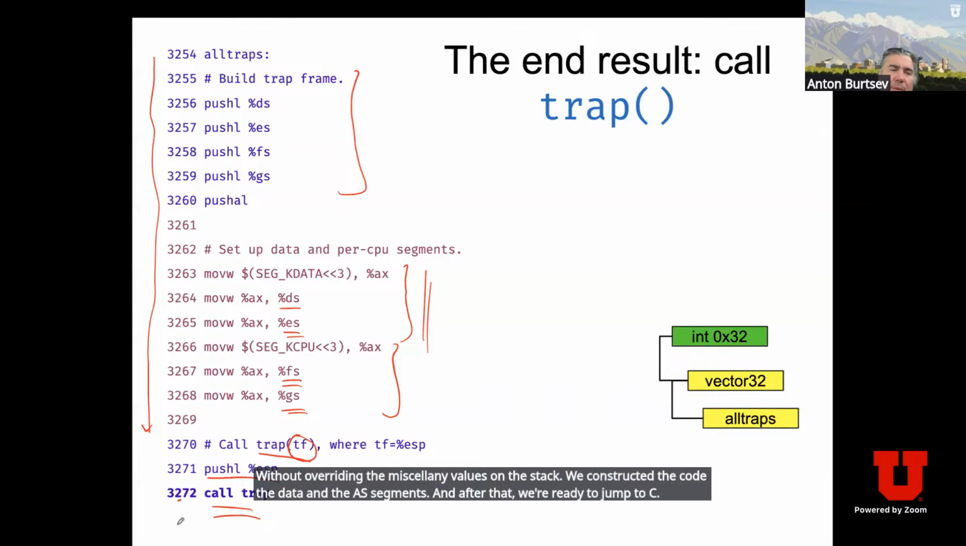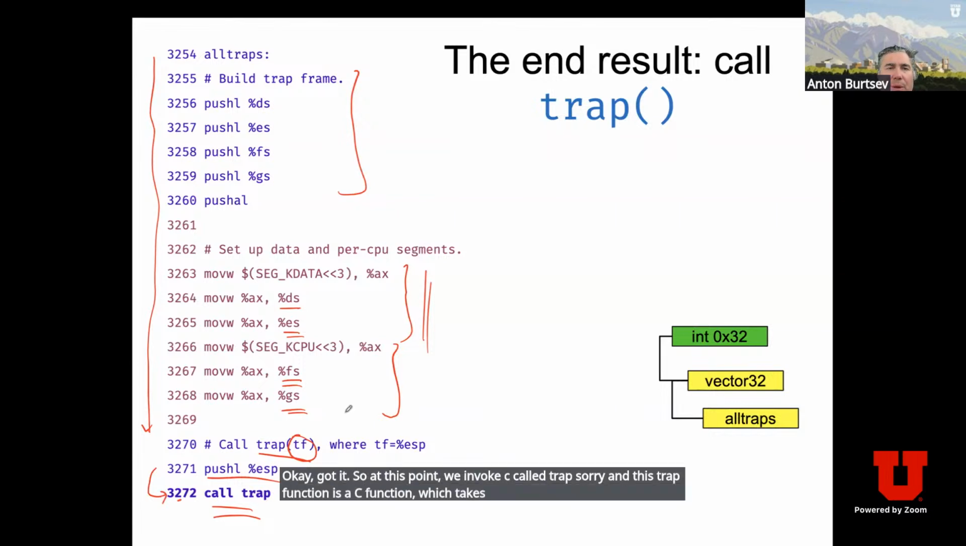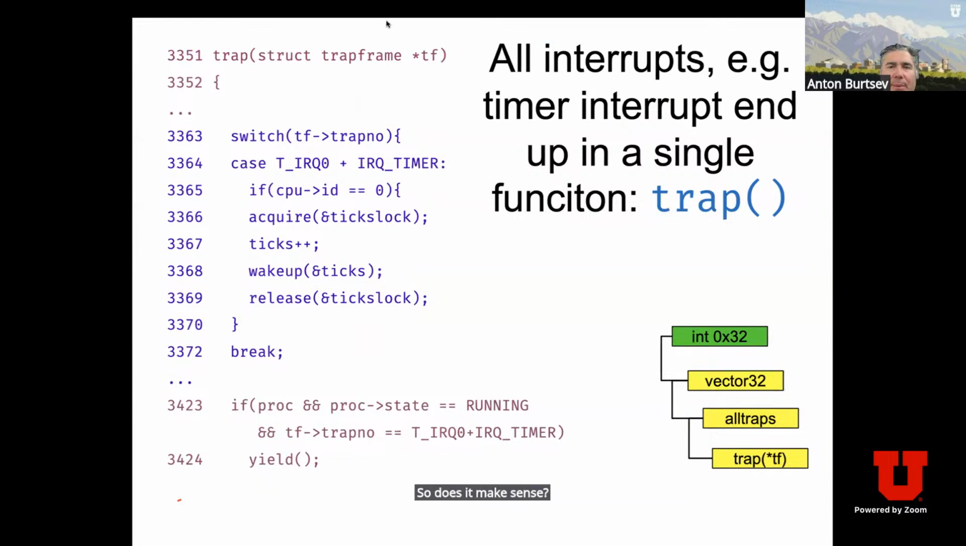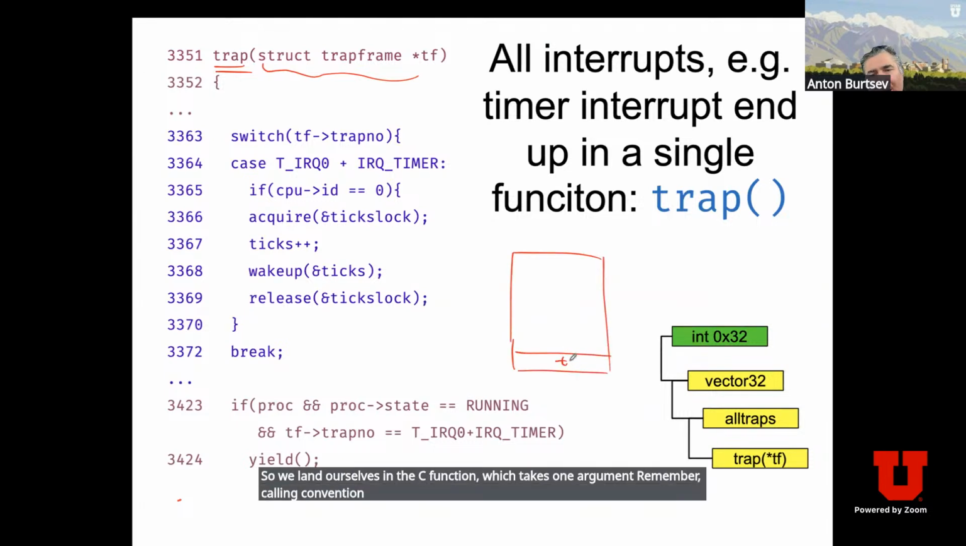Okay, got it. So at this point, we invoke C, call trap, and this trap function is a C function which takes one argument, which we pushed on the stack, right? Does it make sense? Any questions about how we did it? So we land ourselves in the C function, which takes one argument. Remember the calling convention: the one argument, TF, has to be on the stack itself. Agree? That's what we've done.